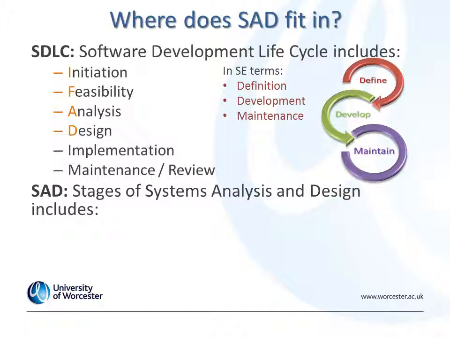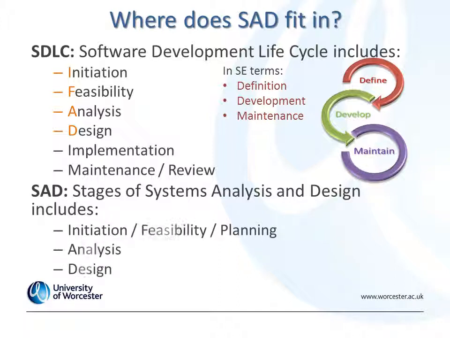For the first semester, we're really going to look at the feasibility, analysis and design. In the second semester, you'll get a chance to actually implement something. So the stages of systems analysis and design is really initiation, feasibility, planning, analysis and design.